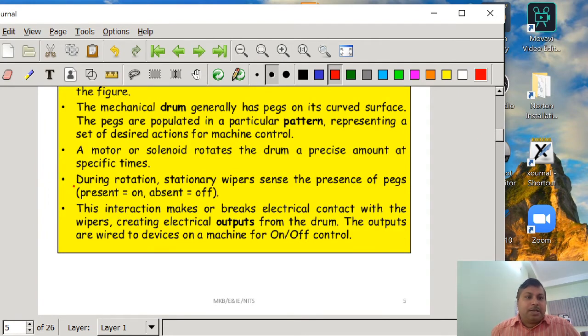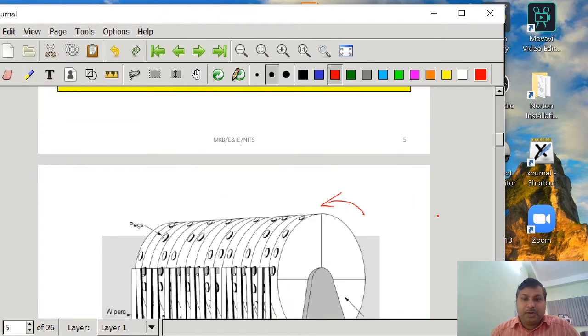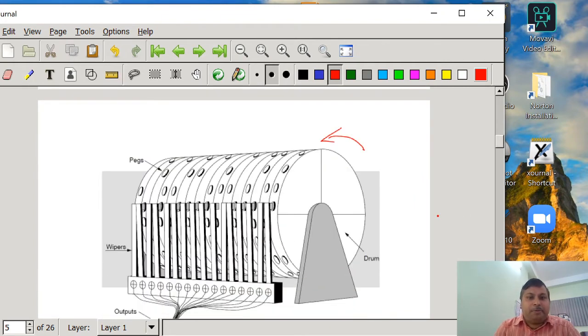During the rotation, stationary wipers sense the presence of pegs: if a peg is present, it is on, and if it is absent, then off. You can see that at a particular position the wipers are there. Whenever the pattern comes where pegs are present, there will be a contact, a connection. Where no pegs are present, there will be no contact.